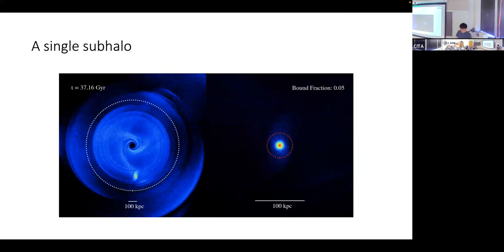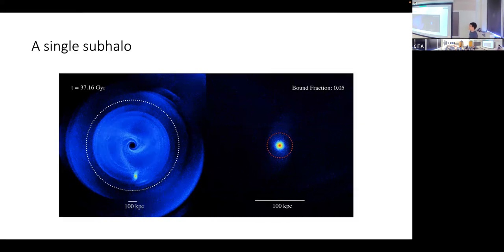Do you take into account the dynamical friction? In these simulations it does, because in this case I simulate a live host, but I did not show the host particles for this live host.